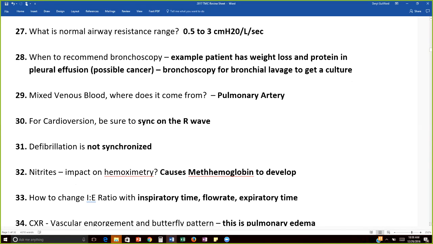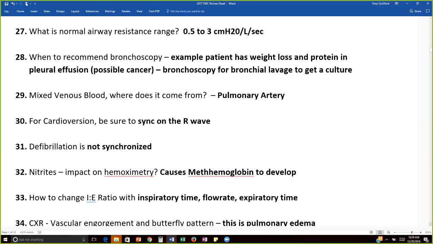Okay. When to recommend bronchoscopy? An example might be a patient who is losing weight. They have protein in their pleural effusion. Maybe they've got cancer. That would be a good time to recommend bronchoscopy. Bronchoscopy for bronchial lavage to get a culture would be another good example. So you need to know why it is we do bronchoscopy.